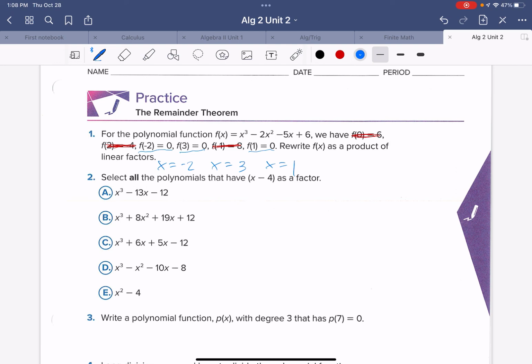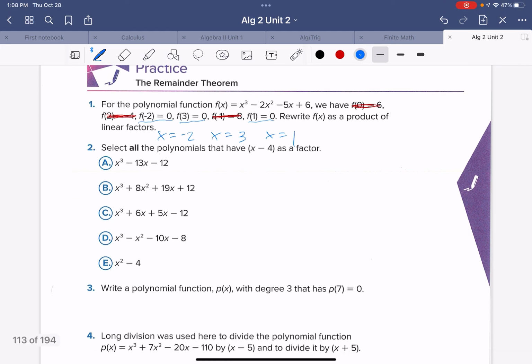Now you can write that as the linear factors. On number 2, you're supposed to figure out if it's a factor. So put in 4, so make x 4, and look for 0. If 0 comes out when you put 4 in here, then it means that it's a factor.